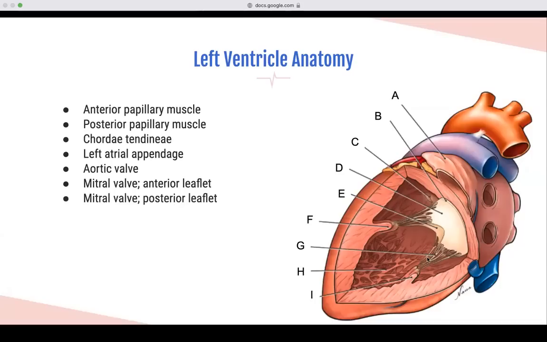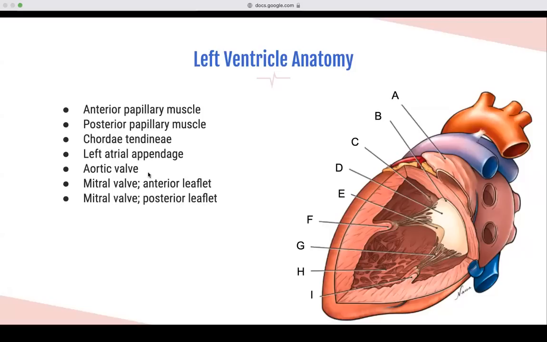Okay? If the chorda tendineae get torn, what can happen to the valve? Or if the papillary muscle gets infarcted and ruptures, what can they have? Blood regurgitation. Yeah, so they'll have mitral regurgitation. Did you talk about mitral regurgitation? Yes. Okay, that's something to remember. Good. Then after the chorda tendineae, the left atrial appendage. Where's the left atrial appendage? It's A. Okay, good.